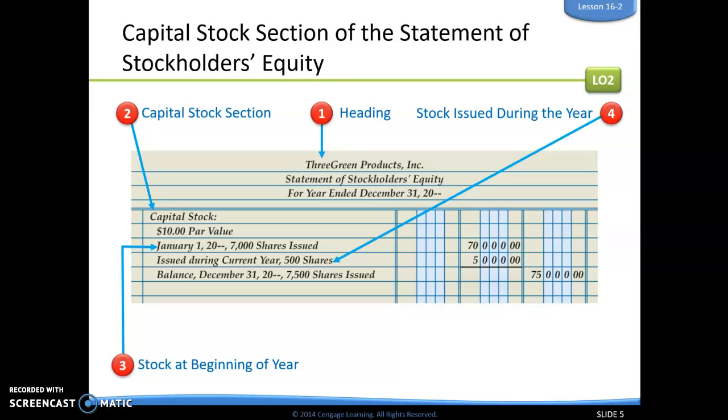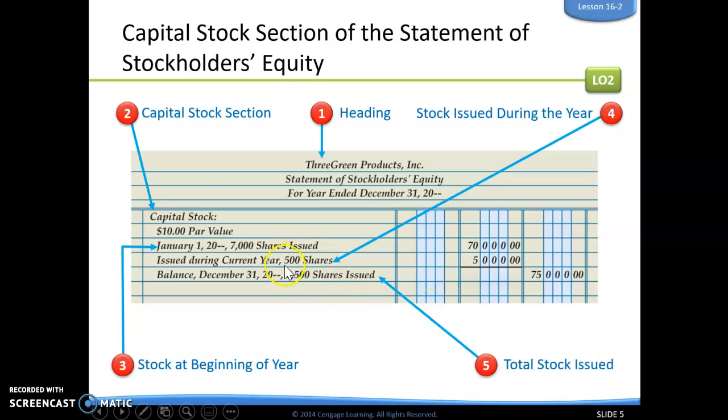Next, we're going to list the shares that were issued during that current year. And so here, we always label it too. So issued during current year, and then we have 500 shares that we issued. So again, we figure out that number by taking the shares times the par value. So 500 times $10 is $5,000. Last part here in our capital stock is we are going to put our balance at the end of the year. So balance December 31st.